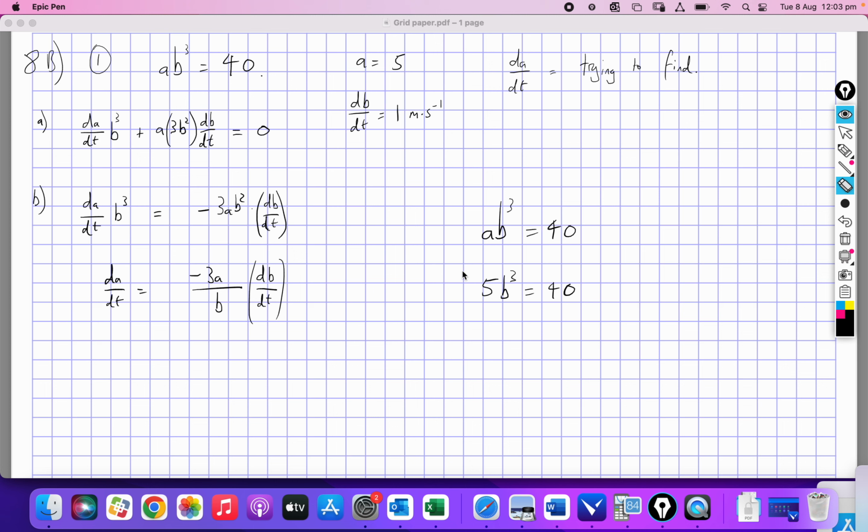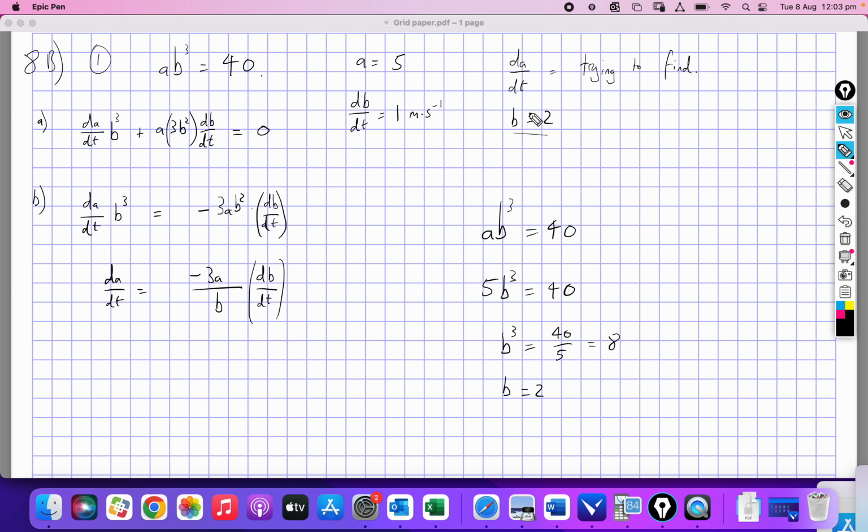But that's only at that particular instant, right? So I've got an A, they've given me my dB dt, I wrote that down, but I don't know the B value. So at this particular instant when A is 5, I will put it in so that I can get the B value, which, what's that go? 40 divide 5 is 8, right? So something cubed equals 8, B's got to be 2, right? I'll put that up here in my list of things I need.